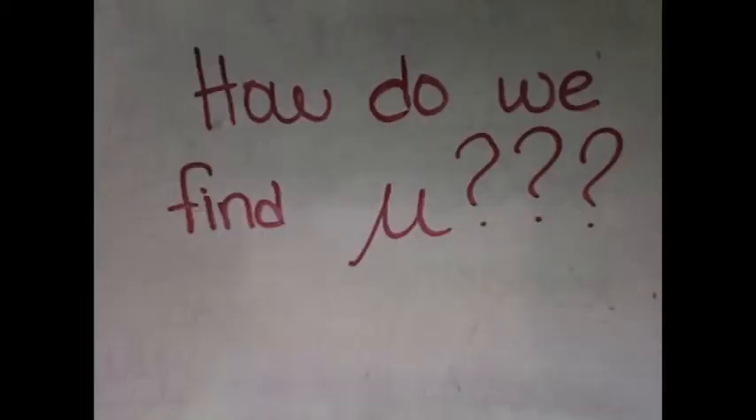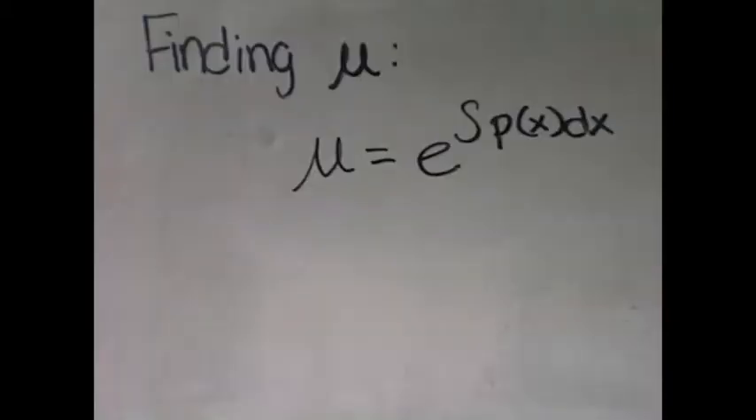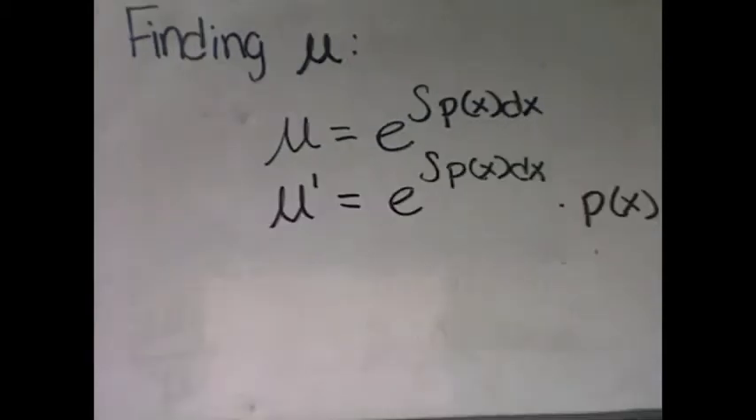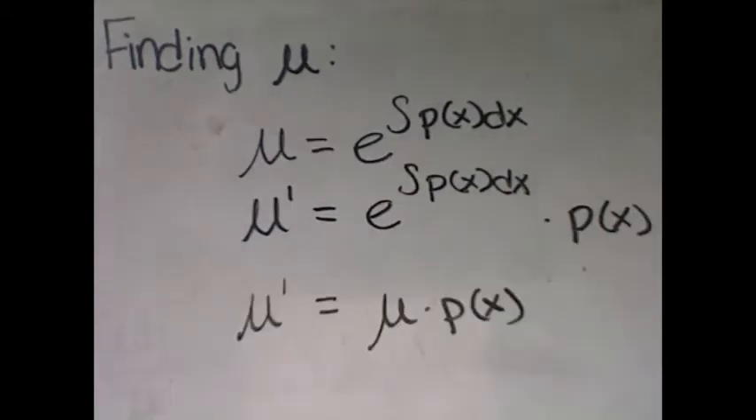The next step is figuring out how to find mu. When solving for mu, we can see that mu equals e to the integral of p of x dx. Next, we take the derivative of mu, and we get mu prime equals e to the integral of p of x dx times p of x. And since we already found out that mu equals e to the integral of p of x dx, we can substitute mu, so we get that mu prime equals mu times p of x, which we used when deriving the equation above.